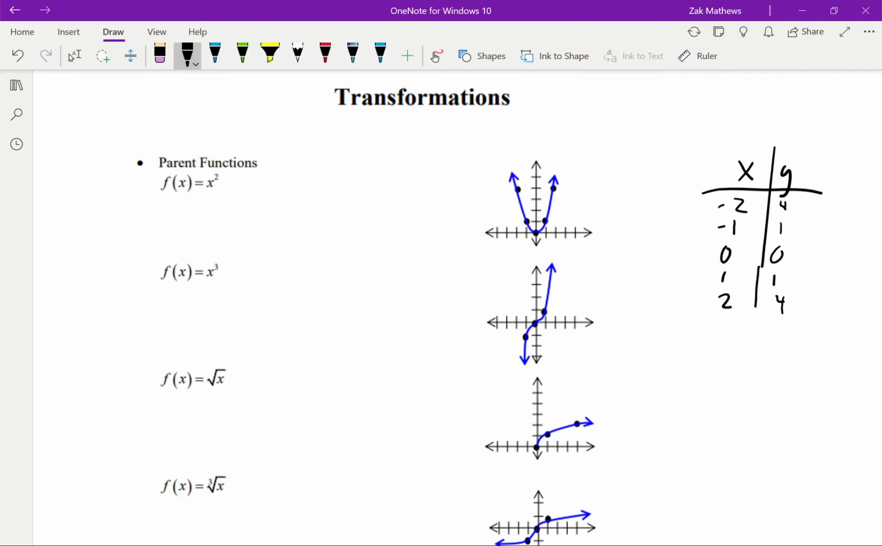And so now I plot these. -2, 4 would be there. -1, 1, 0, 0, 1, 1, and then 2, 4.